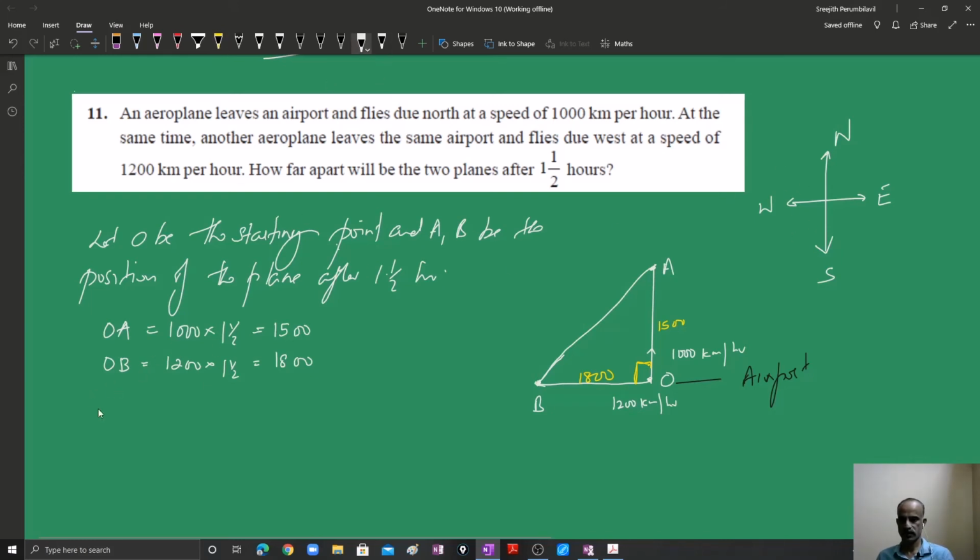Therefore, we can see that in right triangle AOB, we know that AB is equal to root of what? OA square plus OB square. Pythagoras theorem applies directly, because you know it from grade 10. That is 1500 square plus 1800 square.